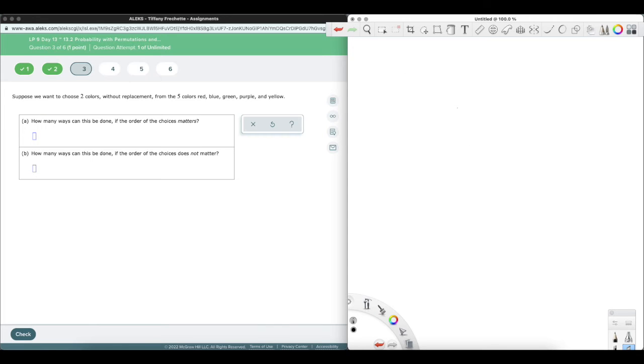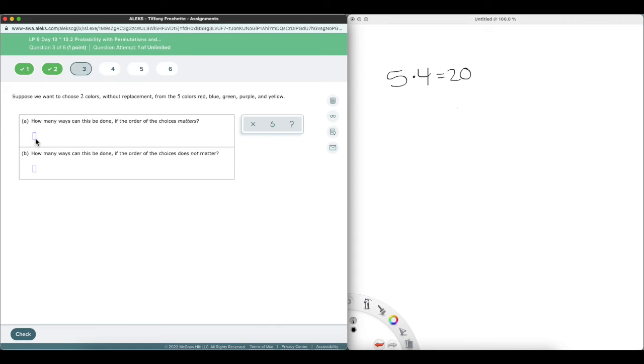So we're going to choose 2 colors without replacement from the 5 colors. So we're going to make 2 choices just like we did with the other pieces there. So we have 5 possible choices on our first choice. We have 4 possible choices on our second. So 20 possible outcomes. That's if the order of the choices matters. So it matters which one I choose first and which one I choose second, right?